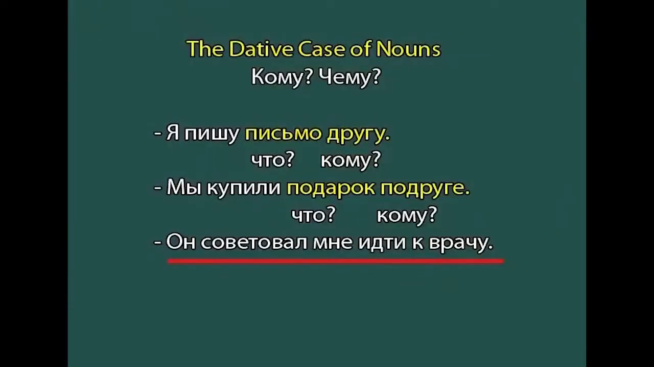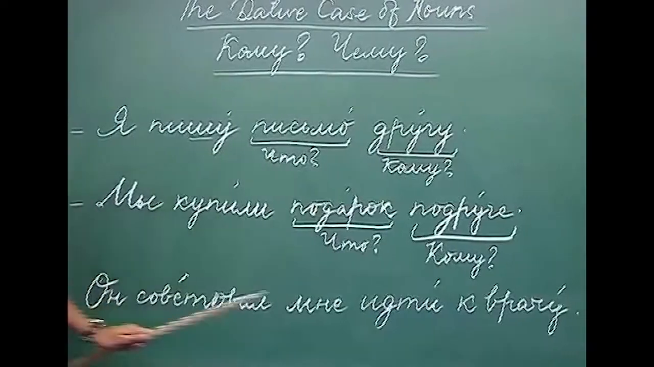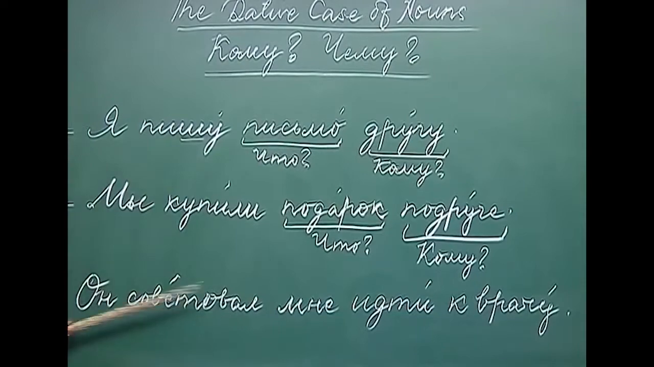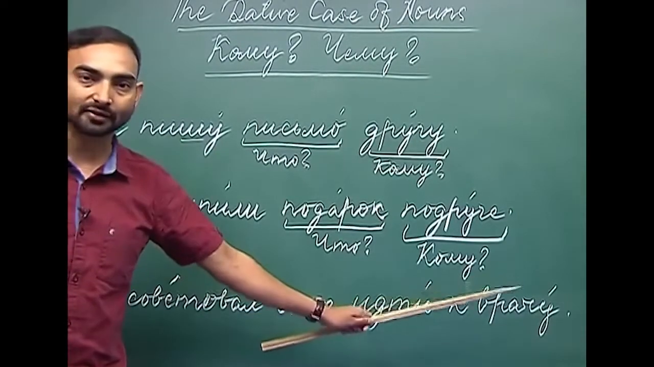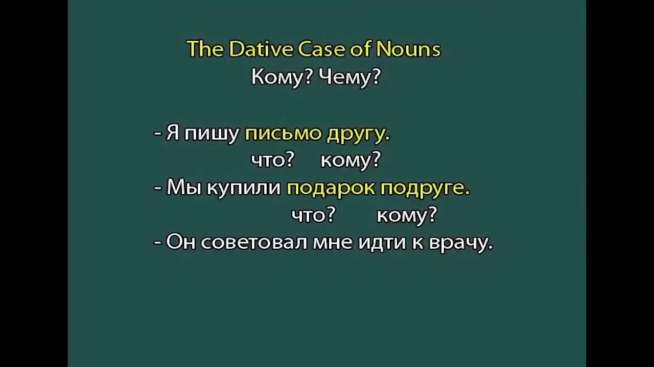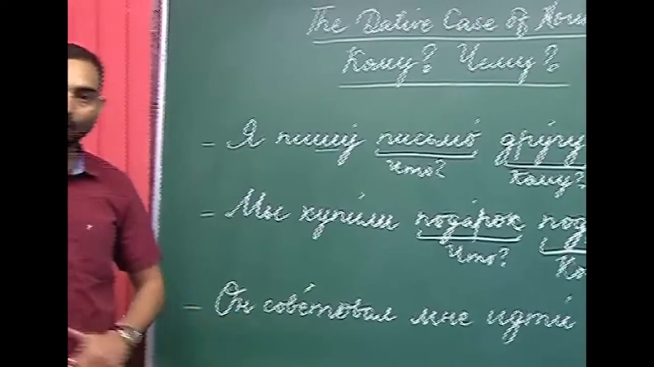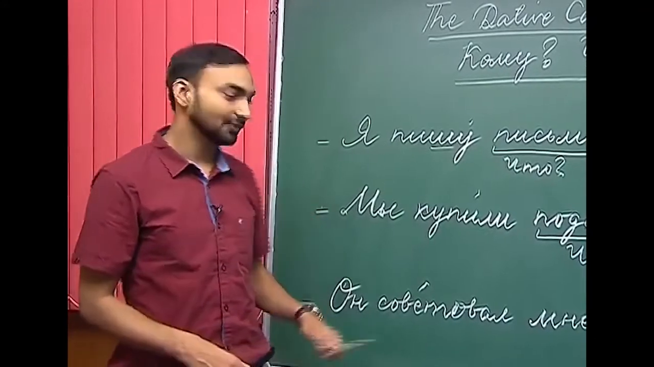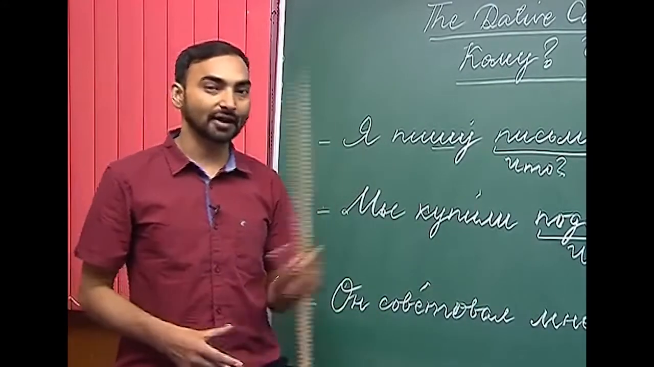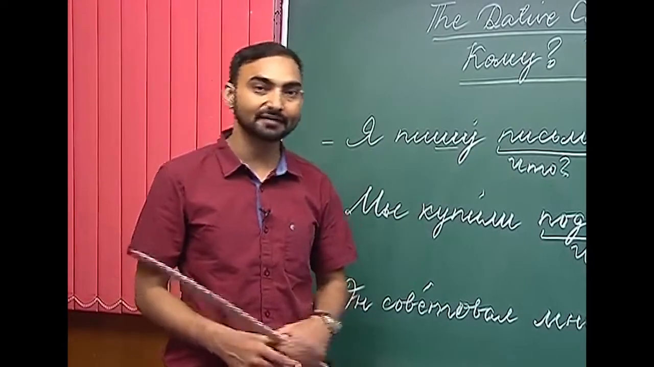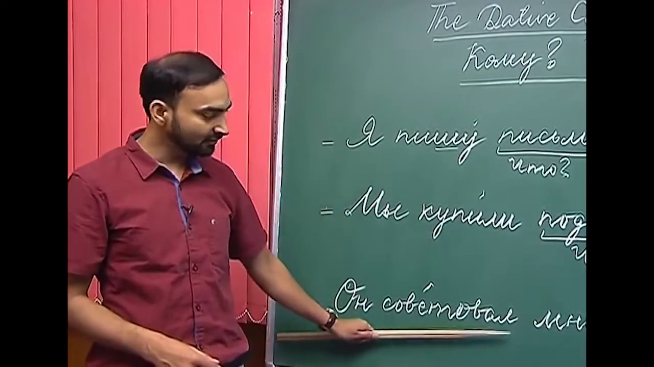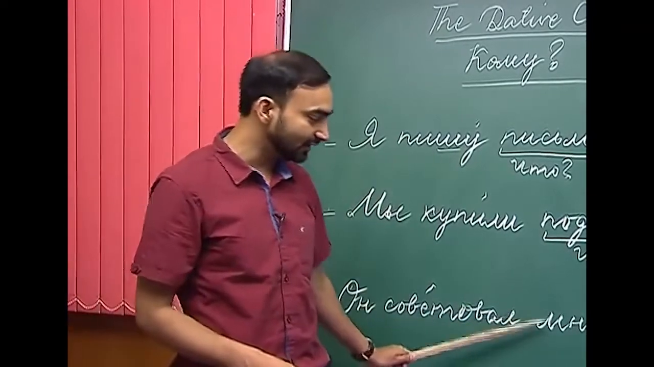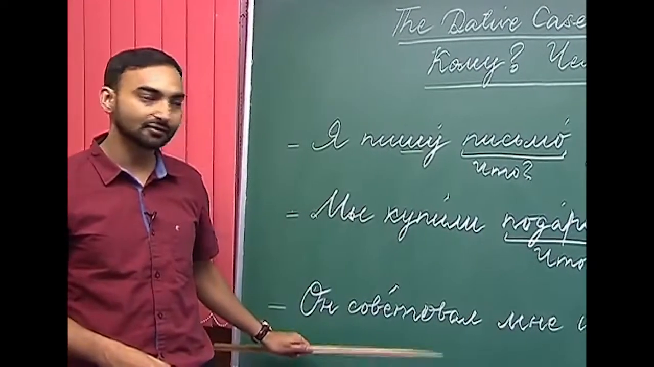On savyetaval mne ichik vrachu. He advised me to go to a doctor. So, here savyetavach can also be translated as to give an advice. So, advice is the direct object here which is inherent to the meaning of this verb. So, that is why this advice is not written here and it is inherent to the verb.